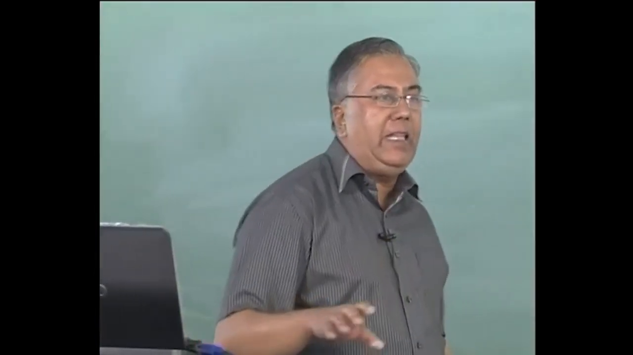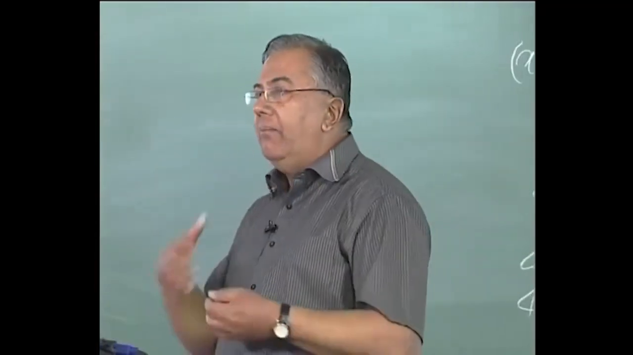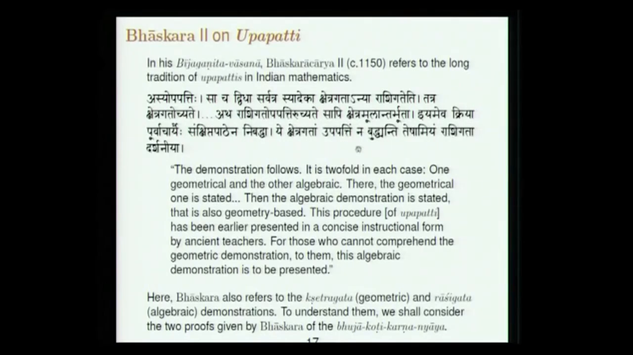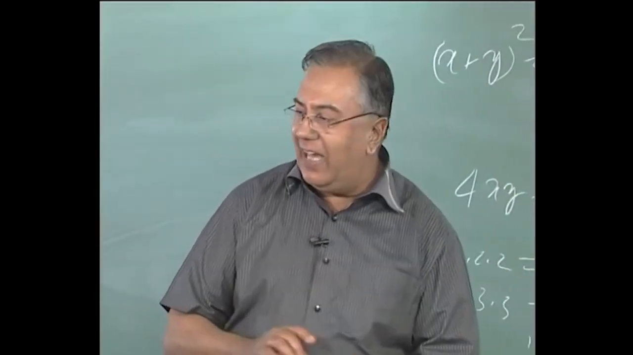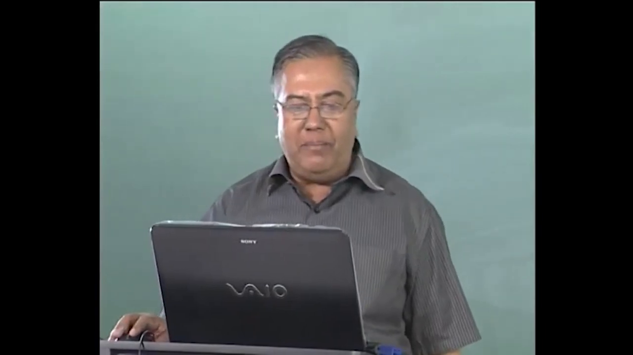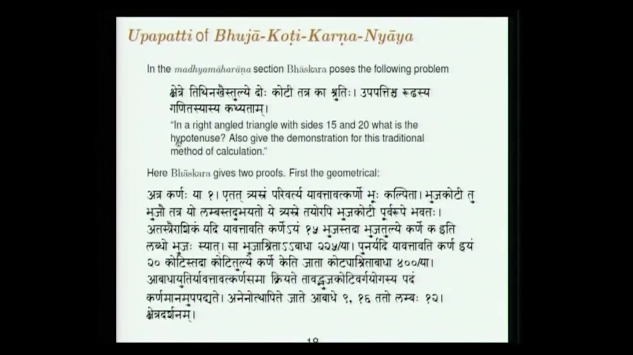So this upapatti is something which has been passed down by tradition, by the oral tradition of teaching from generation to generation. And of course, he says the geometrical proof is somewhat more complex for them. The algebraic proof is to be given. So let us see what the geometrical proof and the algebraic proof are that Bhaskara gives for the Bhujakoti Karna Nyaya. The problem is: in a right angle triangle with sides 15 and 20, what is the hypotenuse? Tithi nakhaihi tulye, 15; tithi nakha is 20. Ka shruti, what is the hypotenuse? Upapattischa rudhasya ganitasyasya kathyatam: give us also the traditional proof for this traditional method of calculation.